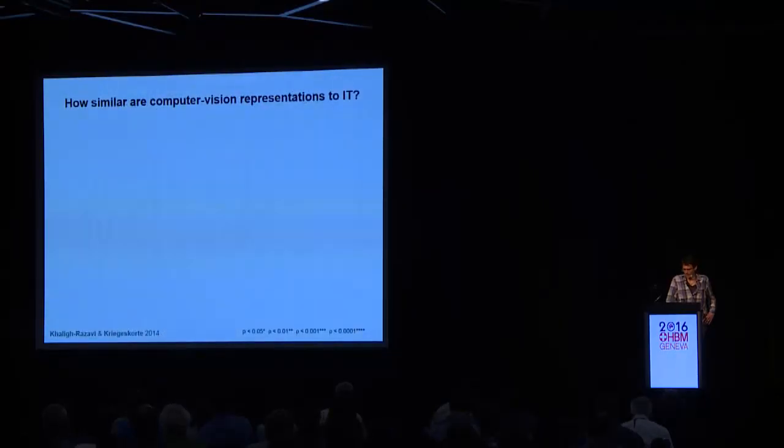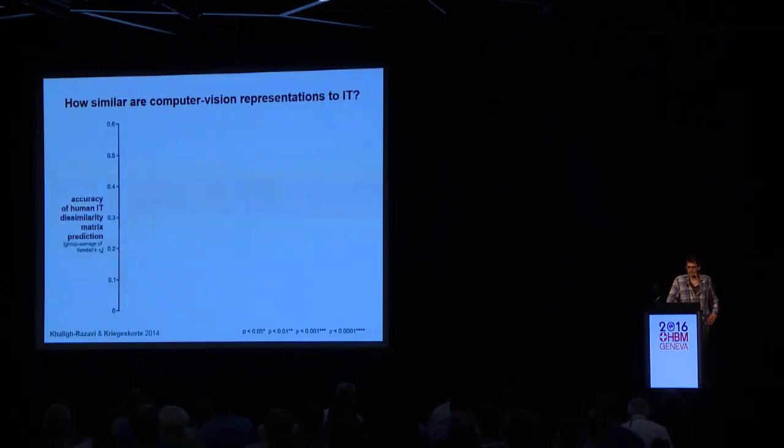So I'm not going to go into the details of these studies, but I want to use them as an example to make some more general points. When we first started on this journey, we asked whether computer vision representations could explain this representation. So here I'm going to show you the accuracy of the human IT dissimilarity matrix prediction using a number of different computer vision models. So let's start with just one model, the GIST model.